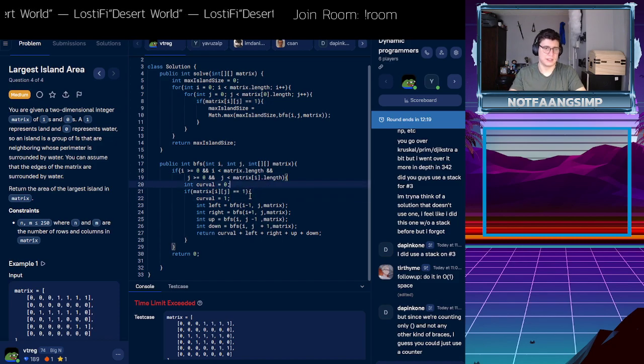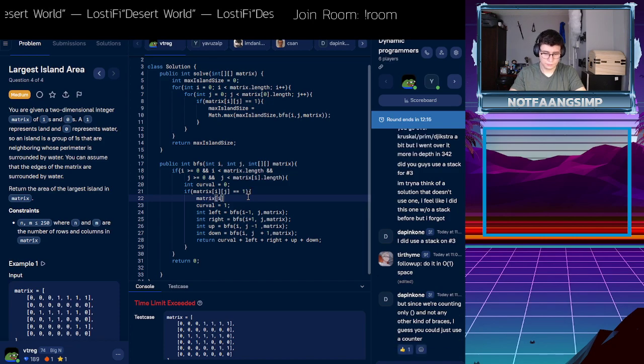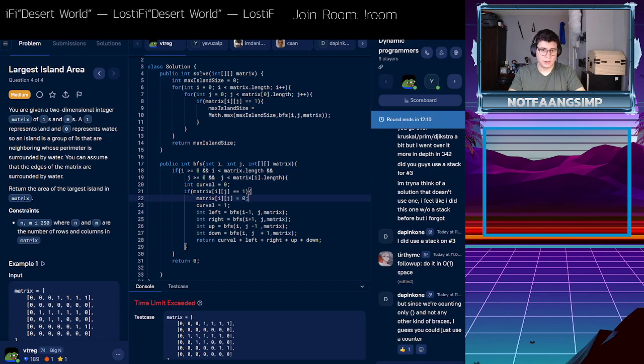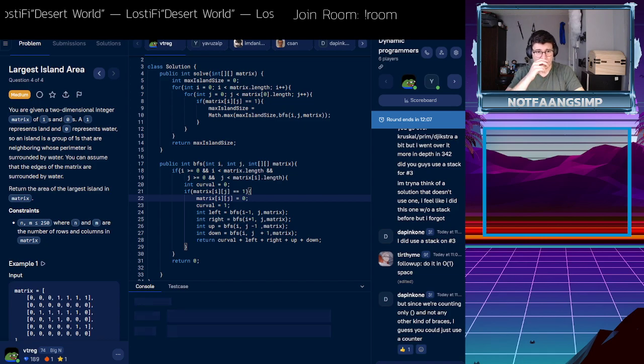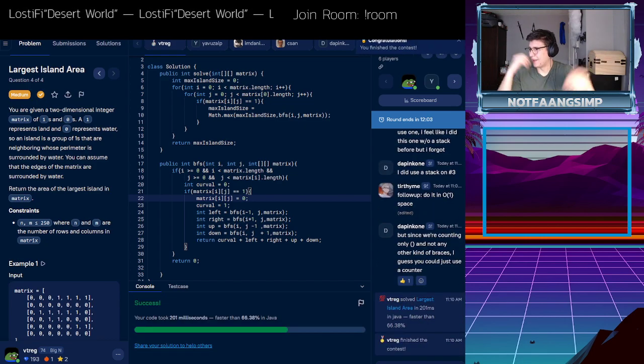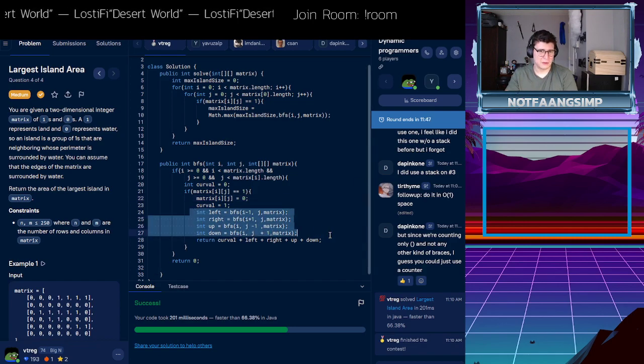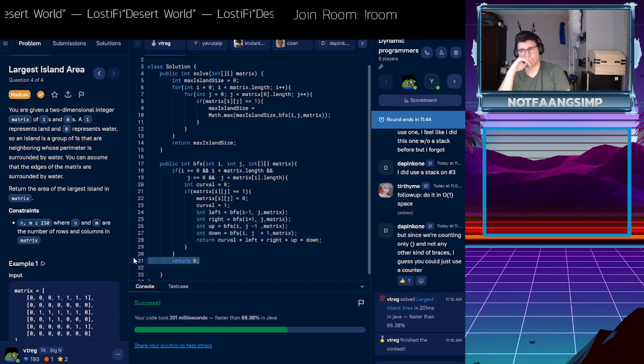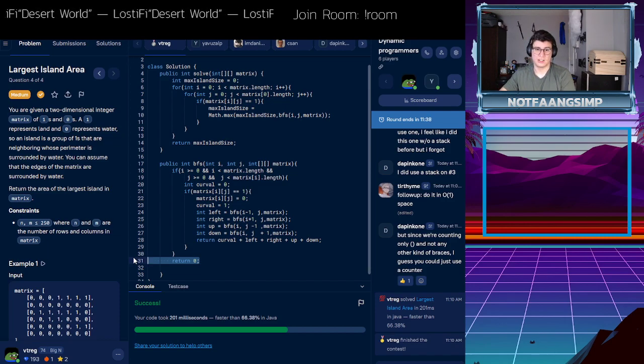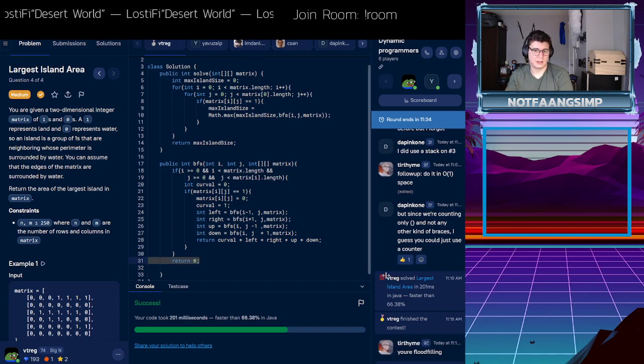Oh, I forgot to actually update the matrix. ij equals zero. I can do this very quickly. Oh, what? I was not expecting that to work. I don't really understand why that works. But I guess it works. I mean, this part right here, I was expecting it to just end up returning zeros. But I guess because our initial call is made on a one, that works. Sure, I'll take it. It's got the silver medal and everything.